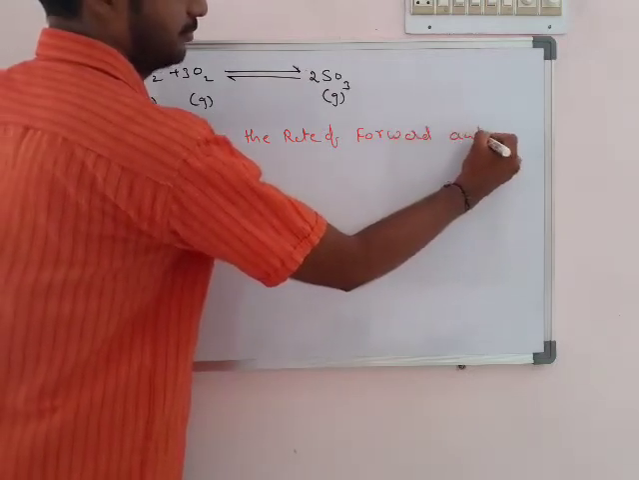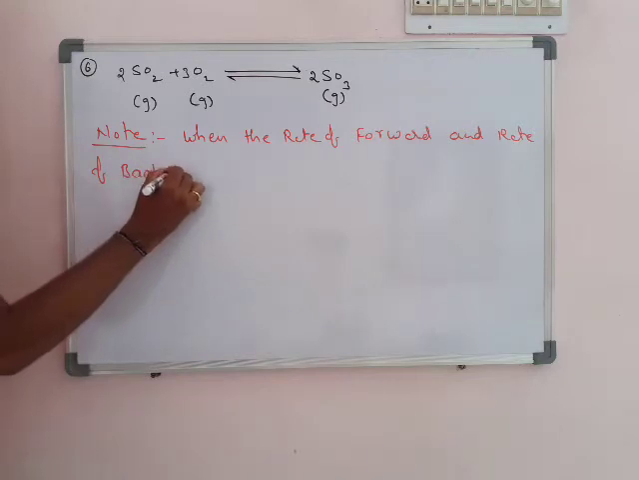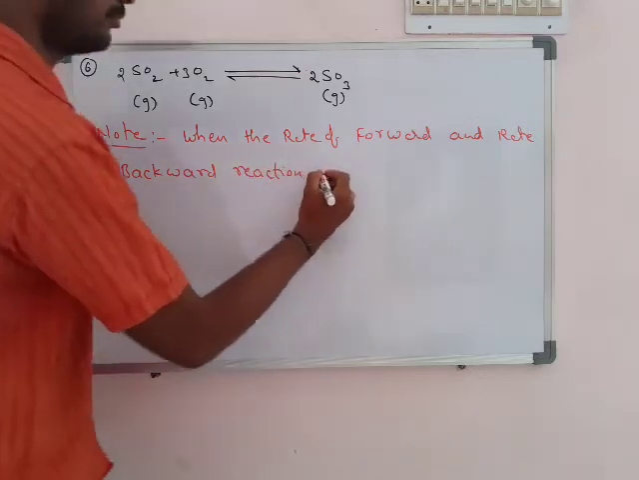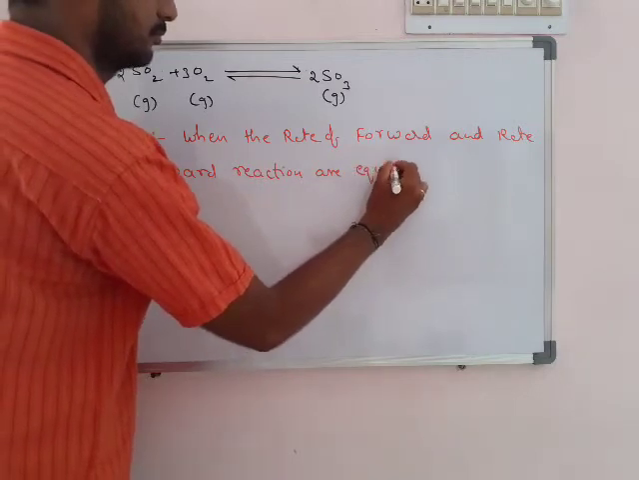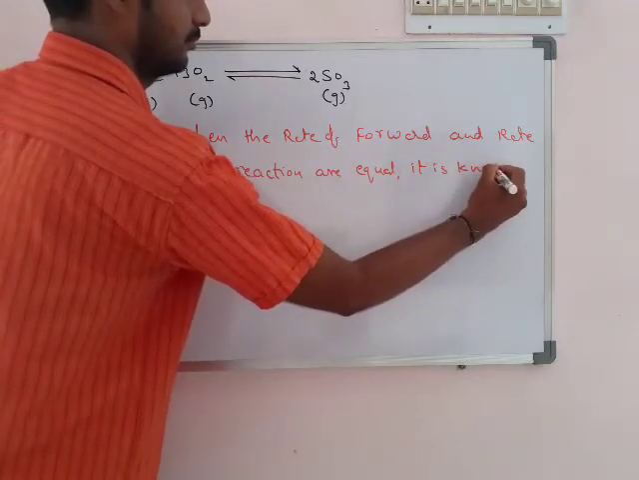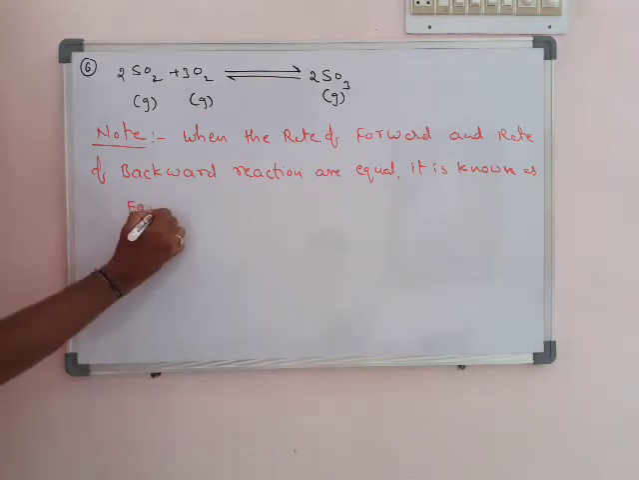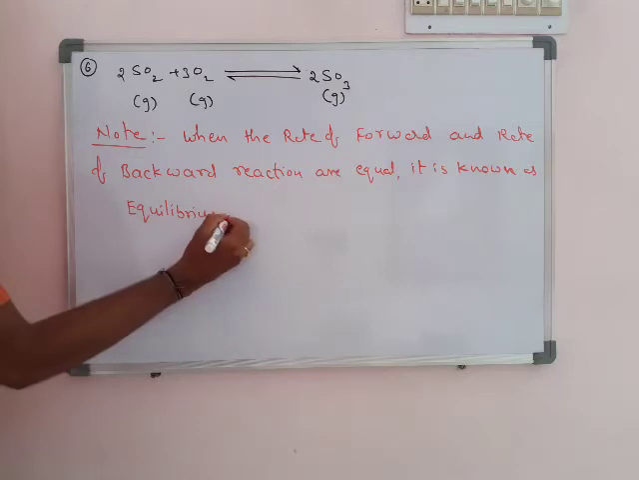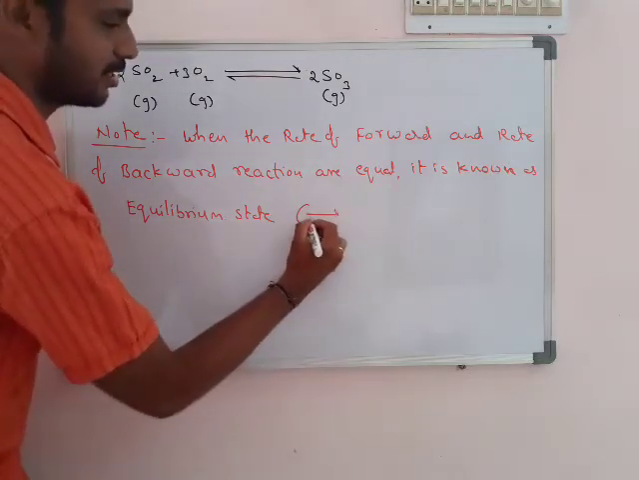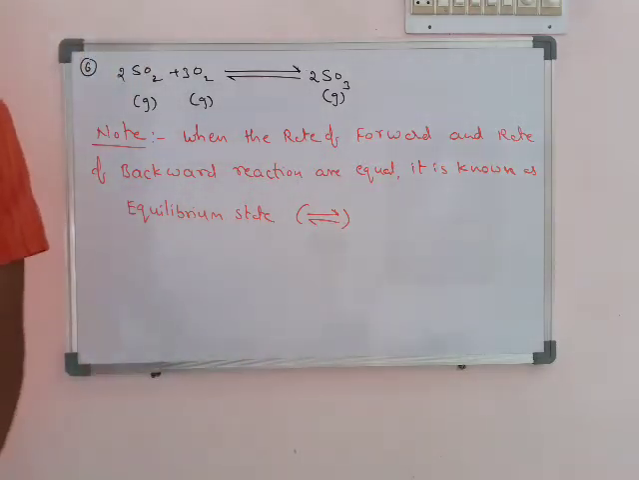The rate of forward and the rate of backward reactions are equal. It is known as equilibrium, the equilibrium state. Generally, we have a symbol for equilibrium in reversible reactions. Okay, so this was about reversible reactions.